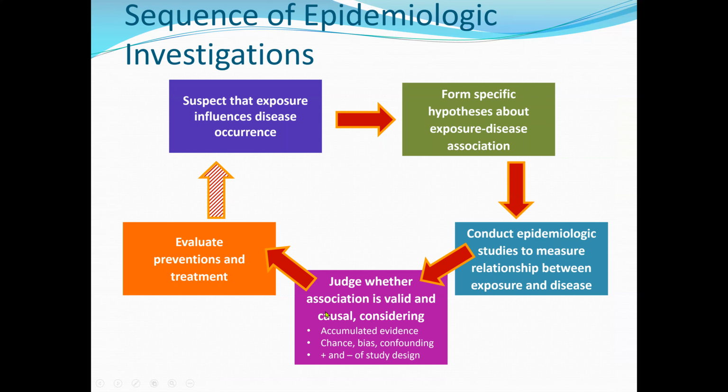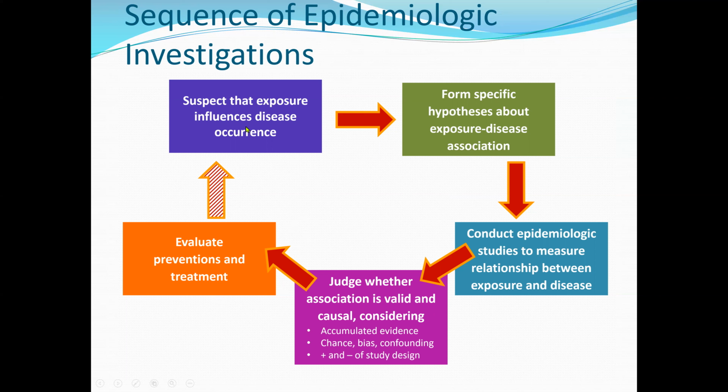After we get our solution, the next step is to evaluate our prevention and treatment. If we have identified the exposure as causal, in this case a causal relationship between exposure and the disease, and if we are able to establish it and we are right, then we move to how we can prevent the problem or treat it. So this is the sequence of epidemiologic investigations.